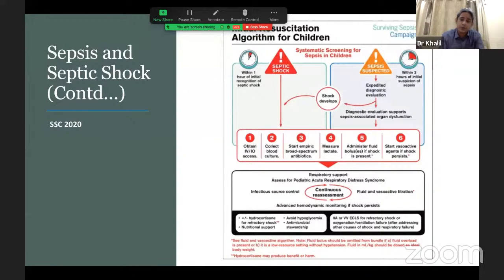There are other important aspects you need to follow, like point of care testing for hypoglycemia. Most of these children, because of the poor intake and because of infection, may have hypoglycemia. You have to do a bedside GRBS and correct it, and at the same time continuous monitoring is very important.